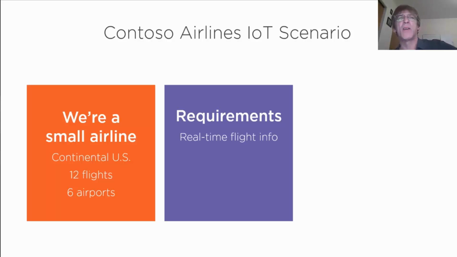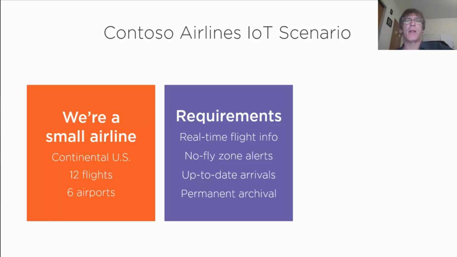Some of them are obvious. We'll need real-time flight info. We're going to want that. Every plane is broadcasting its telemetry. We need to see where each plane is in real time. We'll have certain no-fly zones that we need to be alerted to if a plane enters. We'll need arrival boards to show at airports and other clients, for arrival information, grouped by arrival airport. And we can never throw this data away completely, forever. Let's say that's compulsory, it's a government regulation.